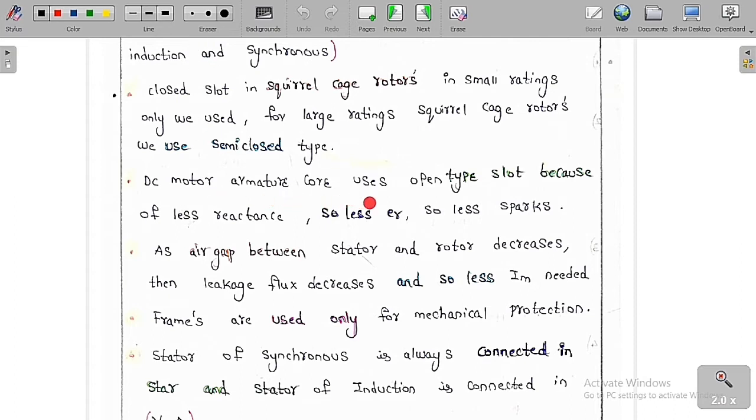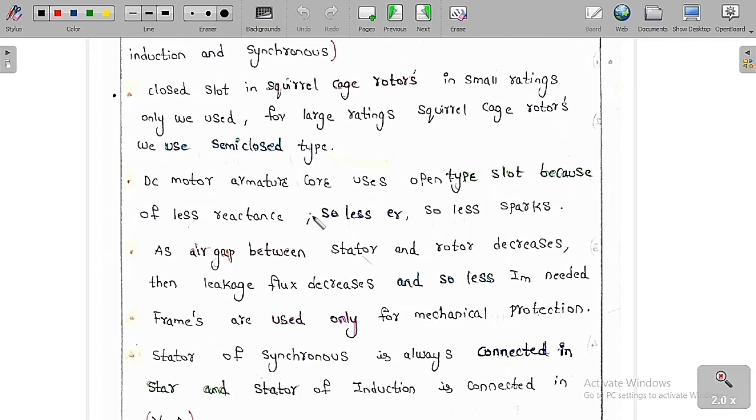The DC motor armature core uses open type slots because of less reactance, so less reactance voltage, so less sparks. Whenever the reactance is less, the reactance voltage is also very less, so sparks are very less. In open type slots the inductance is very less, and the reactance voltage is directly proportional to the inductance. So less reactance, less inductance, less reactance voltage, so less sparks.